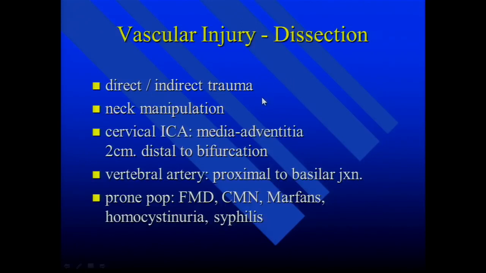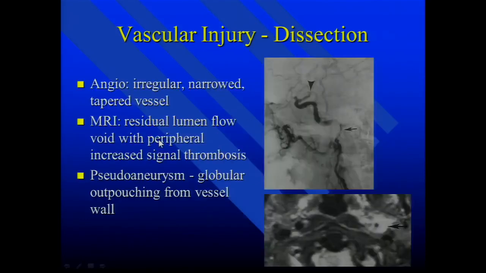Moving on to dissection, vascular injury. This can be either from direct or indirect trauma. The ICA dissects right near the carotid bifurcation in the mid-neck region. The vertebral artery tends to dissect at the craniovertebral junction, because that's where the vertebral artery is tethered by the dura as it penetrates through the dura. So that's where it tends to get pulled and dissected.